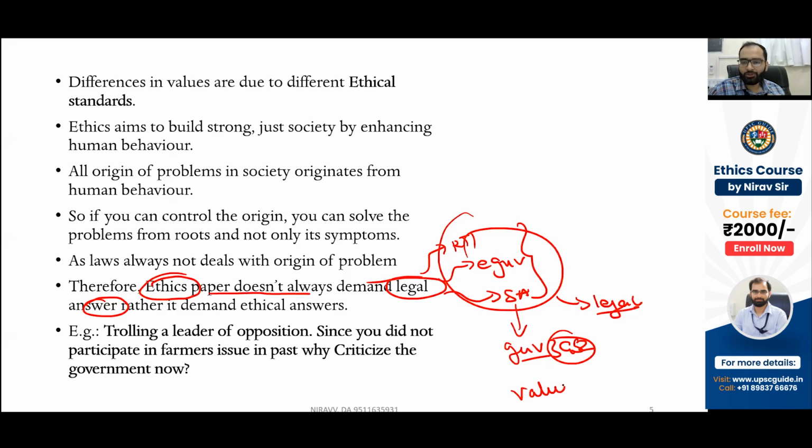Your emphasis should be upon values. Your emphasis should be upon ethics. Your answer should be ethical. If your answer is ethical, then you are going to get marks, which students don't realize. And that is why they don't get good marks. Have you understood this?